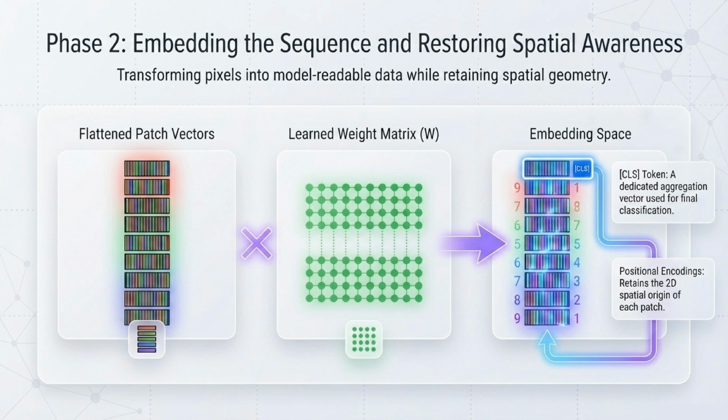In Phase 2, we are embedding the sequence and restoring spatial awareness. We take those flattened patch vectors and multiply them by a learned weight matrix to project them into the embedding space. Here, we add a dedicated CLS token used for final classification, and we inject positional encodings to retain the 2D spatial origin of each patch so the model doesn't lose track of geometry.